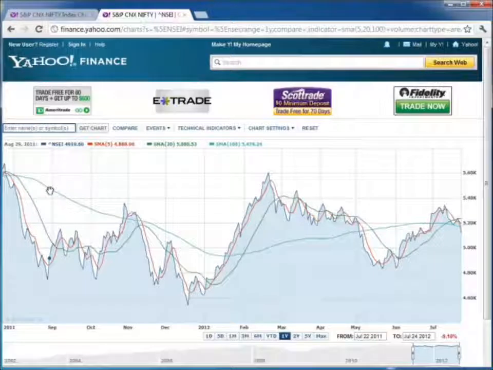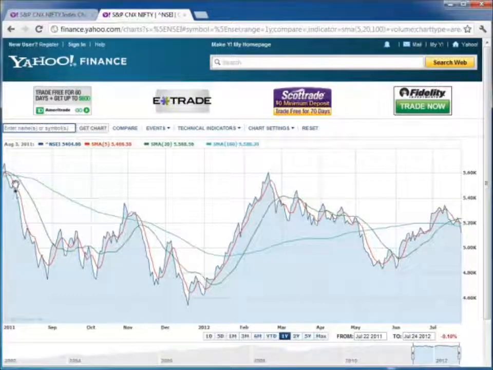100-day. So what we have is a situation whereby now we need the red to be below the green to be below the blue for a short position. That's a short position. And we need the red to be above the green to be above the blue for a long position. So let's see if we have any positions here that we can actually take.